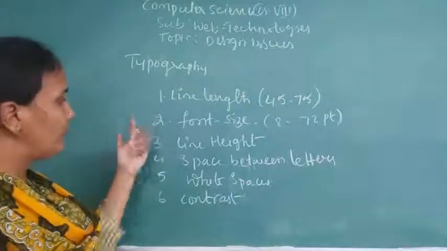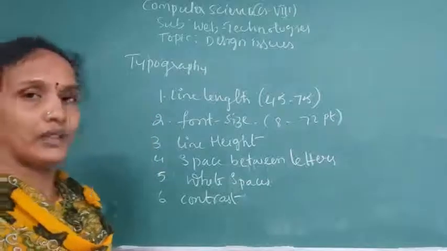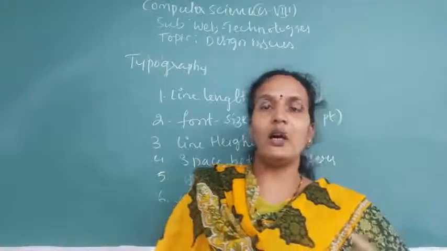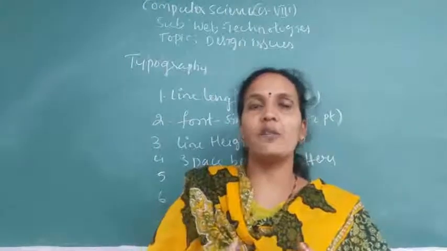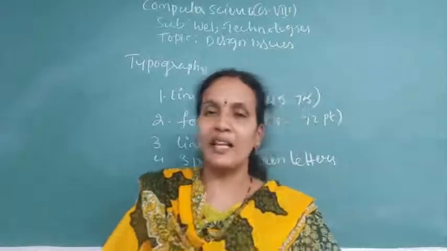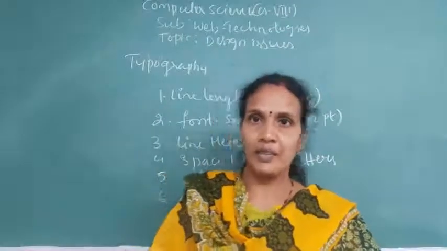Under typography here, you have 6 points. First one is line length. When you are adding a text on the browser window, for example, in that page you have a few lines, or it is a complete text-based website, then you have some 30 to 40 lines in one page.